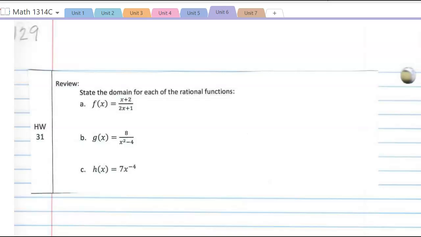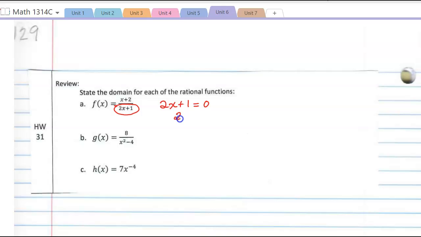In order to determine the domain for each of our rational functions, we need to make sure that we take a look at the denominator of each of our rational functions. For part A, we have f of x is equal to x plus 2 over the denominator of 2x plus 1. We're going to set our denominator 2x plus 1 equal to 0.